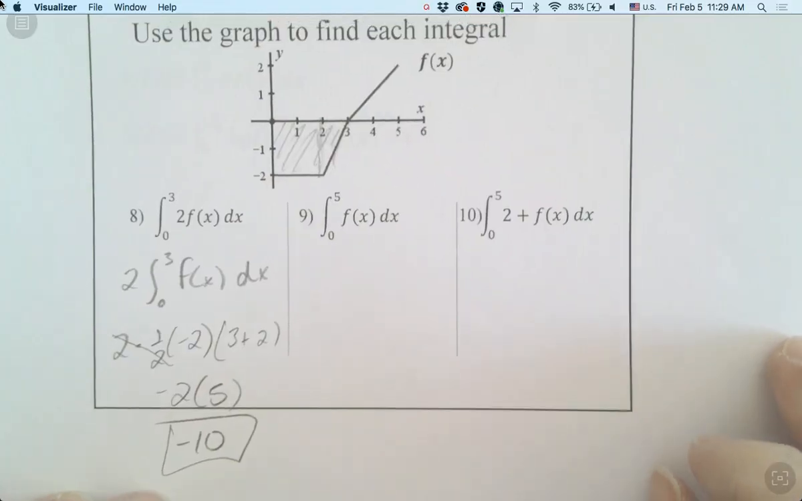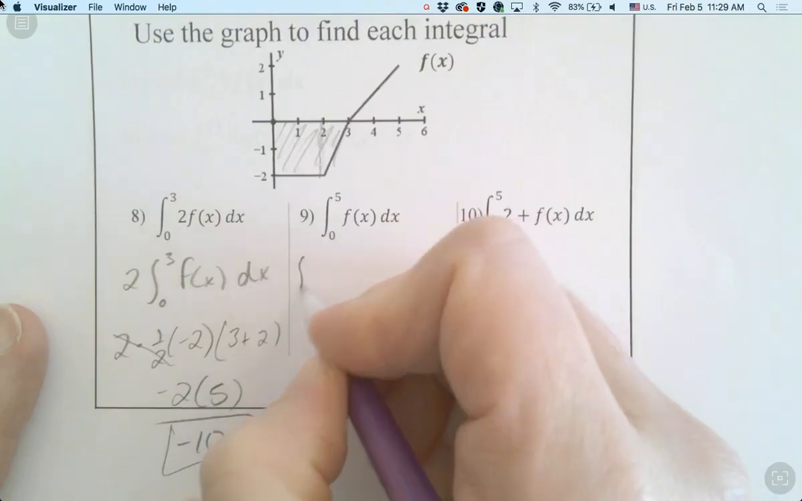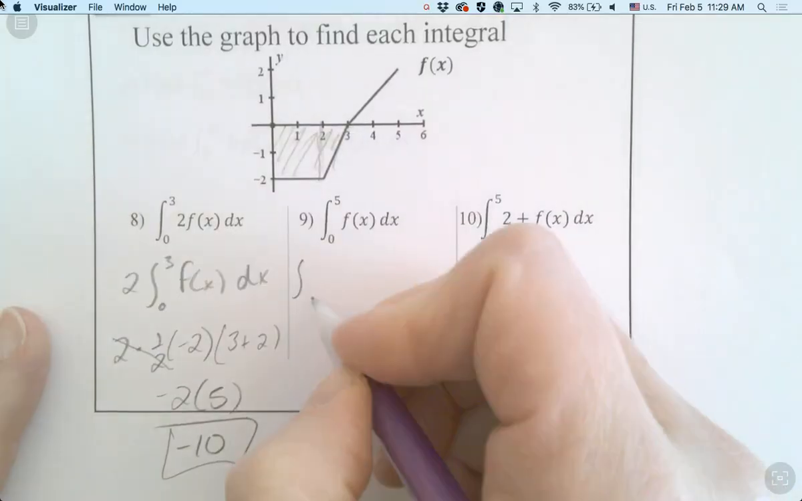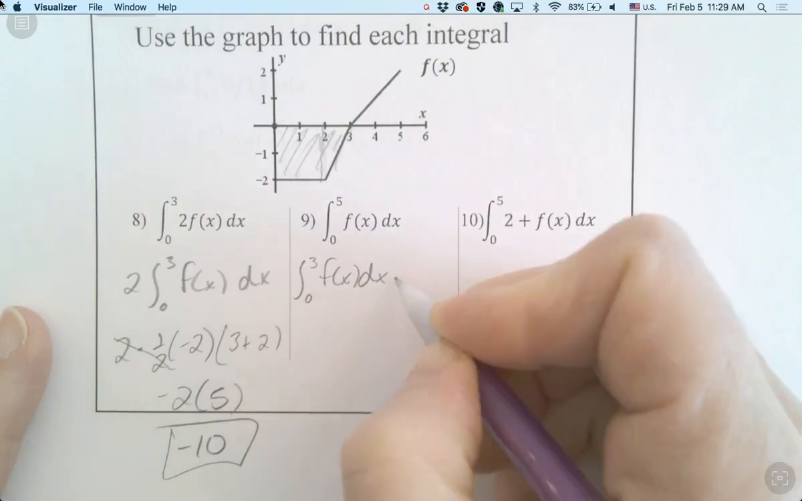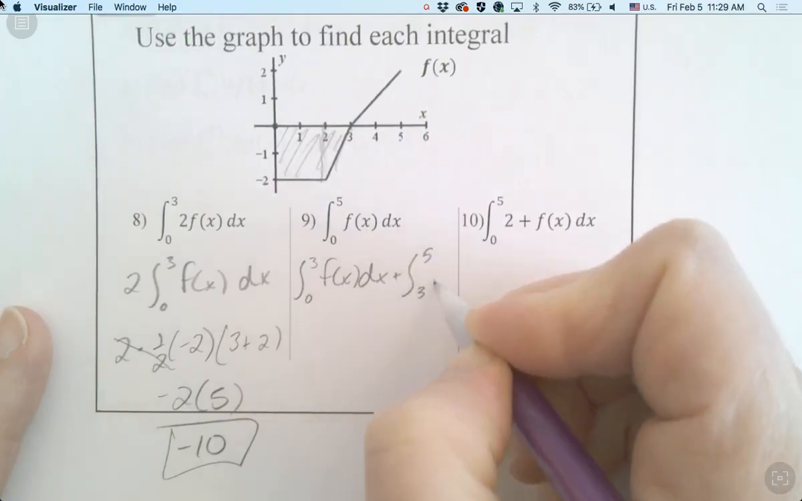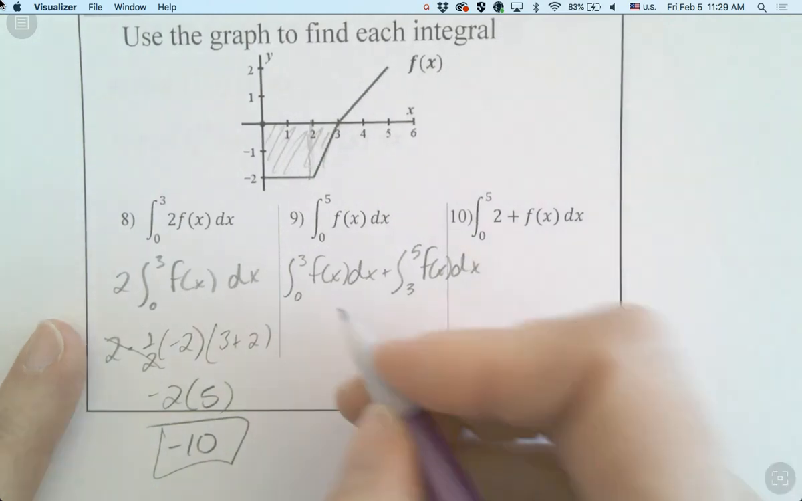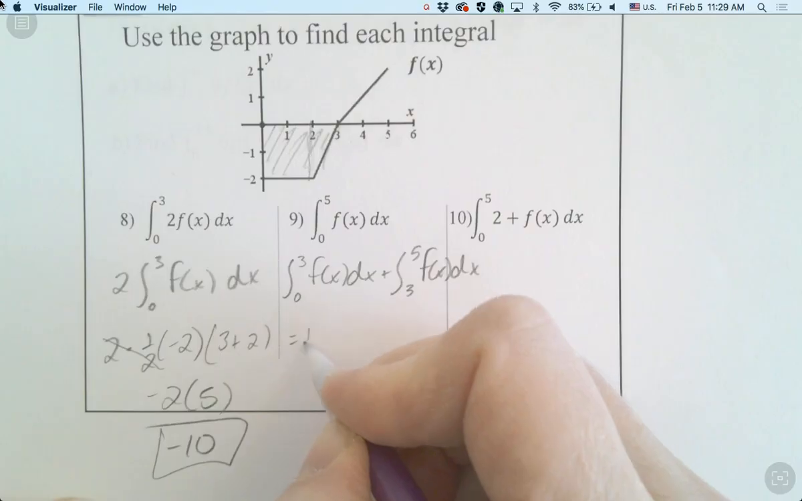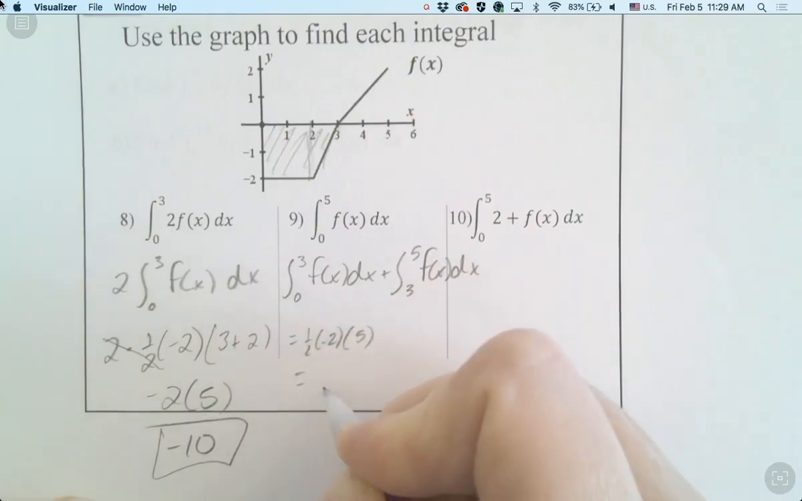All right, number 9, we're going from 0 to 5. So not too different than what we were doing earlier, just that we now know that if we wanted to, we can write this extra step by saying, well, I can see that the graph is broken at 3. It's like crossing the x-axis at 3. So we can say, well, why don't we go from 0 to 3 of f of x dx plus the integral from 3 to 5 of f of x dx. And no, you don't have to write that step if you don't want to. But 0 to 3, that is going to be, well, that's the 1/2 times the -2 times the 5. So that's going to be -5.